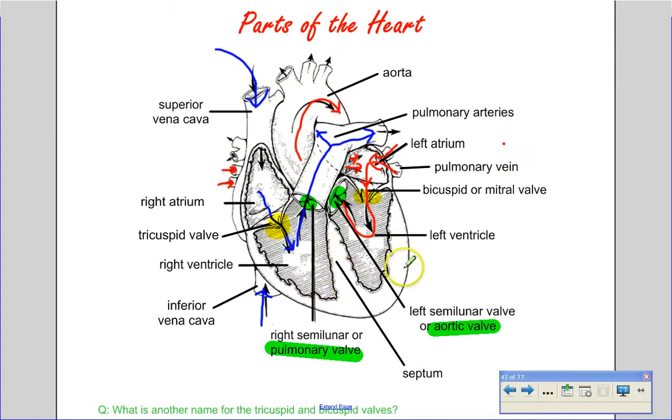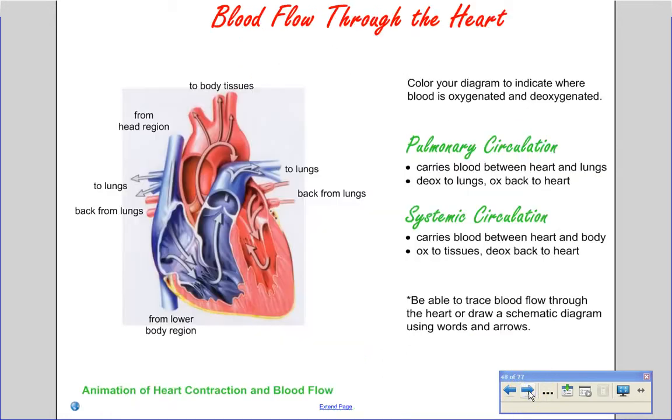The only other term on here that we didn't talk about was the septum. Okay, so this is the septum right along here. Well, colored in green, but that's the wall that divides the right and left halves of the ventricle. Okay, so the right and left ventricles are separated because of that septum. So it's really important we have that.